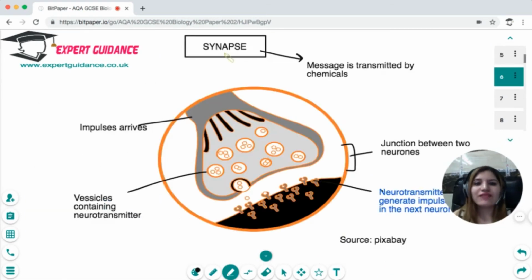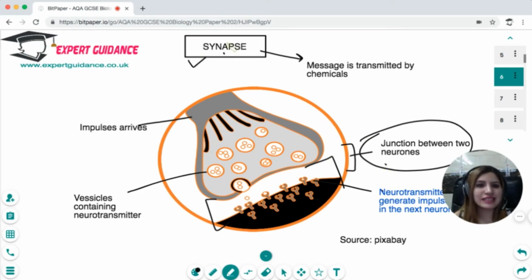Next we have is a synapse. Now, you know that the message in the neurons is transmitted by electrical impulses. But there comes a point, which is this, which is a junction between the two neurons. And this junction between the two neurons, or the gaps between the two neurons, is the synapse. And here the message is not transmitted electrically. It is transmitted by the chemicals called the neurotransmitters.